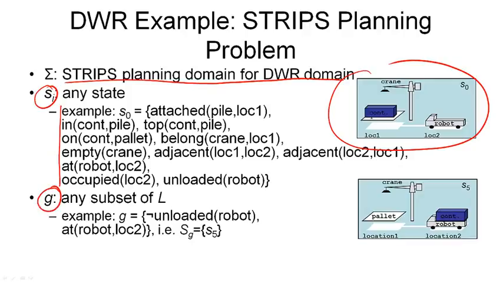And then I have to pick a goal, which is a set of ground literals. In this case, I want the robot to be loaded with a container, so it is not unloaded. And I want the robot to be at location 2. These are my two goal conditions. And in this simple example, there's only this one state that is a goal state.